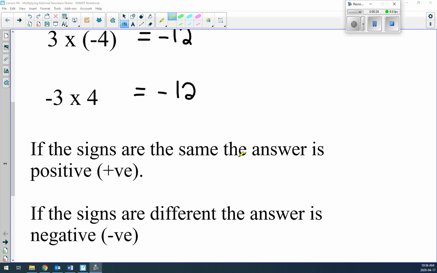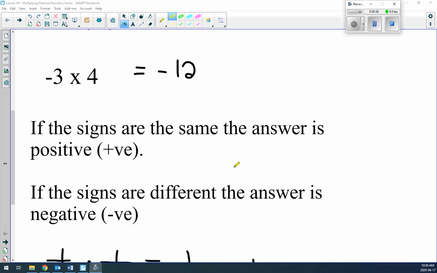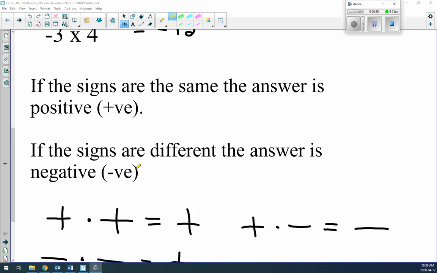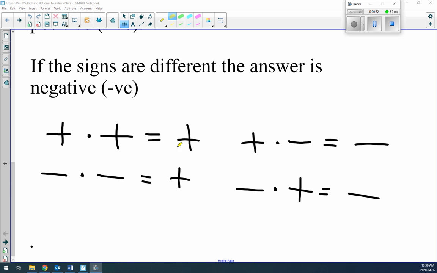So you should remember these rules. Now, here's our breakdown. If the signs are the same, the answer is positive. If the signs are different, the answer is negative. So you can often write it this way.